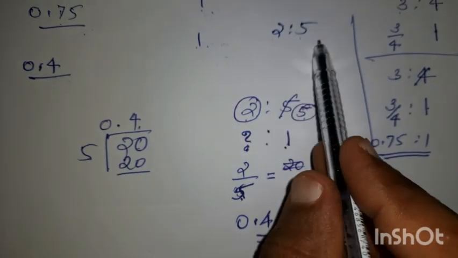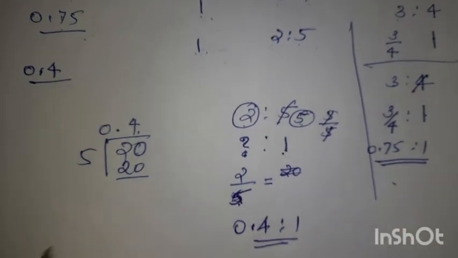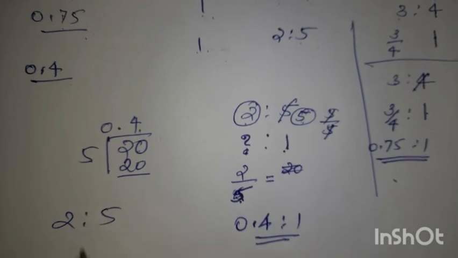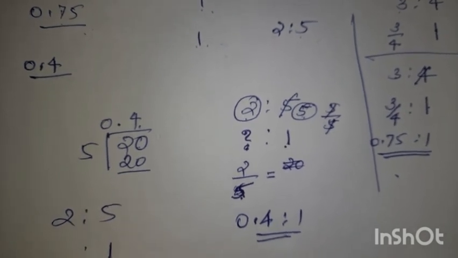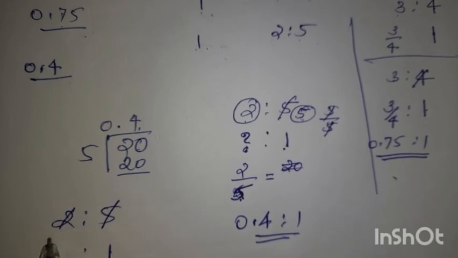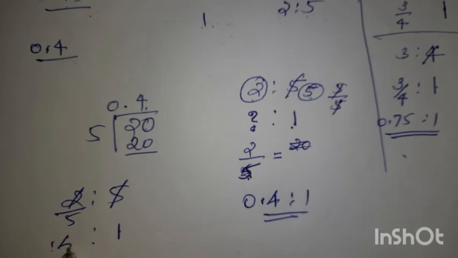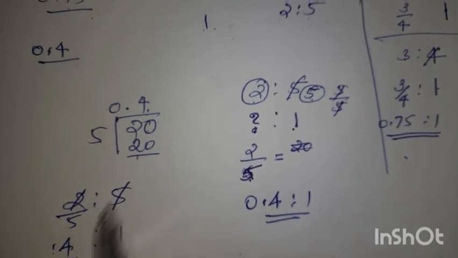The ratio is 2 is to 5. So you have to divide with the same number. Okay, 2 and 5. Length you are getting the ratio as 1. So that means it should be divided with the 5. You got 1. The same 5 you have to divide here also. So 2 by 5. 2 by 5 is getting 0.4.